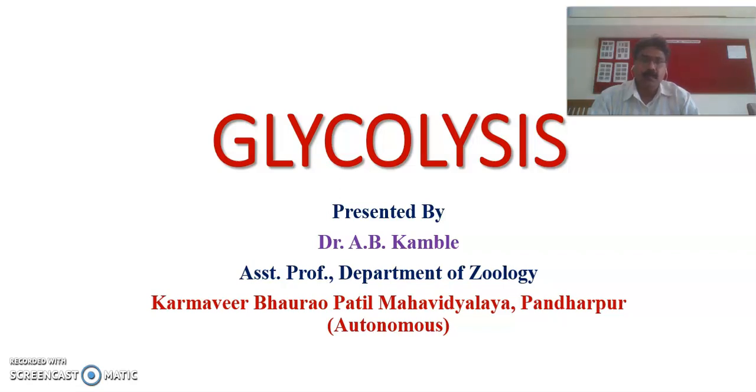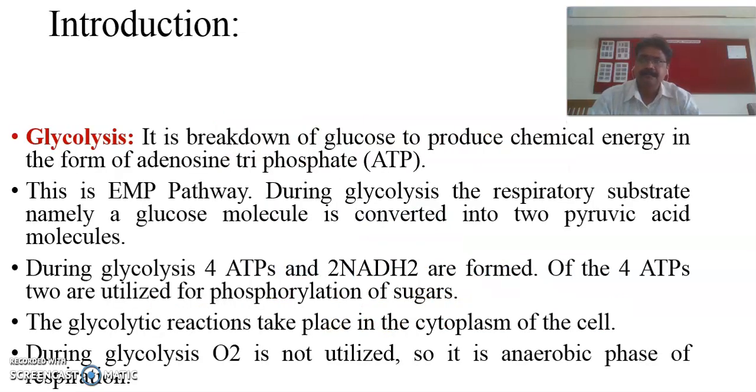Today I am going to explain the topic of B.Sc second year Zoology. This is glycolysis. As we all know, this is an important topic of carbohydrate metabolism. See, glycolysis is the breakdown of the glucose molecule to produce chemical energy in the form of adenosine triphosphate, that is the ATP molecule. This is also called the EMP pathway.